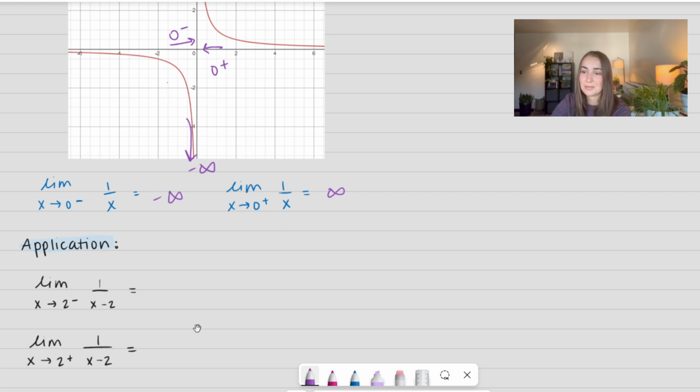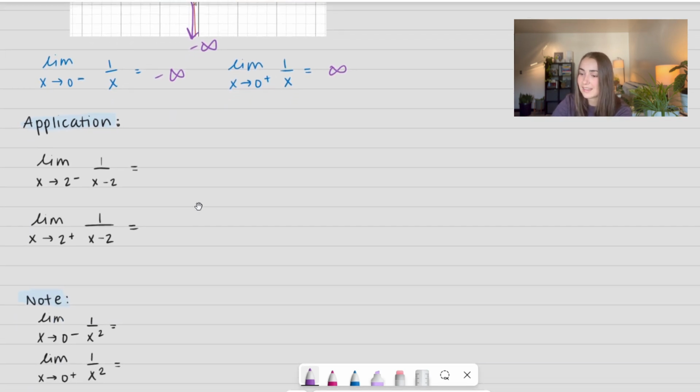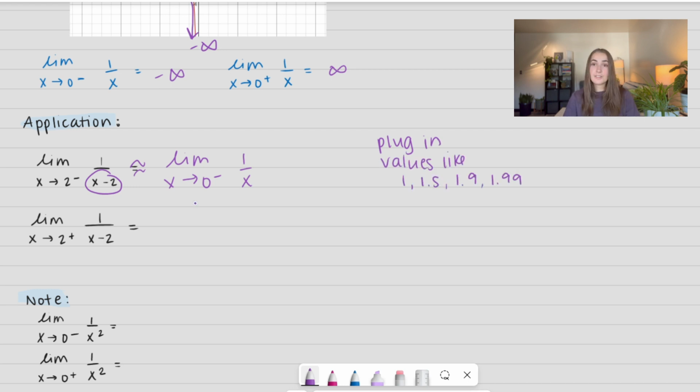Let's go ahead and look at application 2. We have the limit as x approaches 2 from the left side of 1 over x minus 2. This is really similar to the limit as x approaches 0 from the left side of 1 over x. Because if I were to plug in 2 right here, I'd get 2 minus 2, which is equal to 0. But we're approaching 2 from the left side, which means we're going to plug in values like this. All of these values, when you subtract 2, give you a negative value. That's why it behaves similar to this, which we know goes to negative infinity.